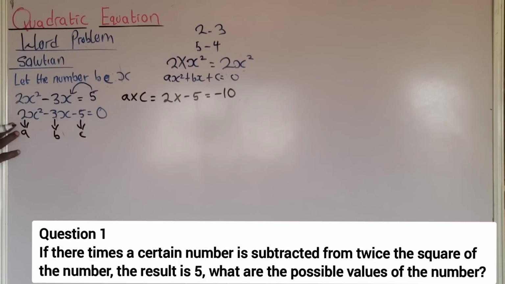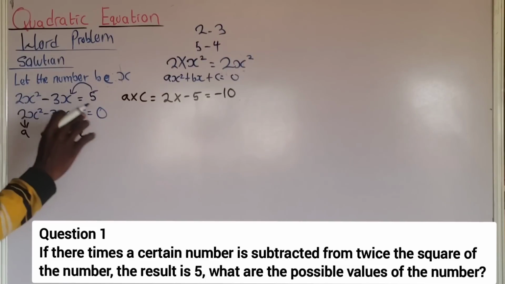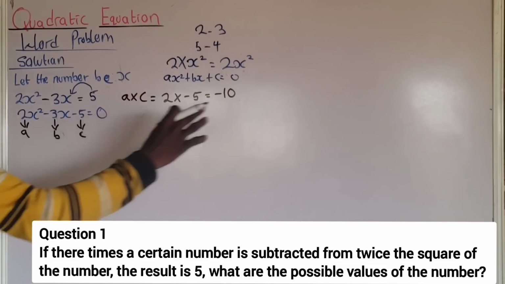Now, I want to solve this quadratic equation using the factorization method. But if you look at this quadratic equation, a is not unity. If a is unity, that means a will be 1. But in this quadratic equation, a is 3. A is 2, sorry. A is 2. That means that a is not unity. Because a is not unity, to solve this using the factorization method, first take the product of a, which is 2, and the constant term, which is negative 5. So I have negative 10.